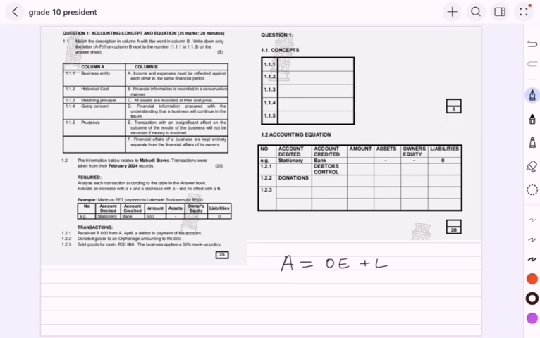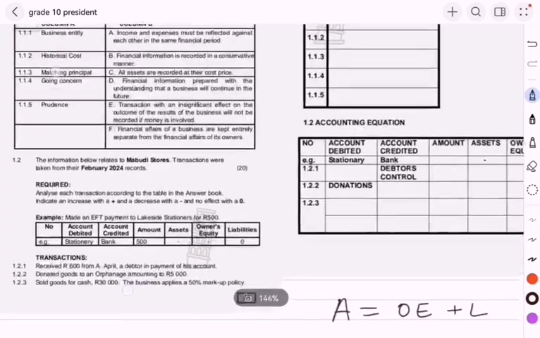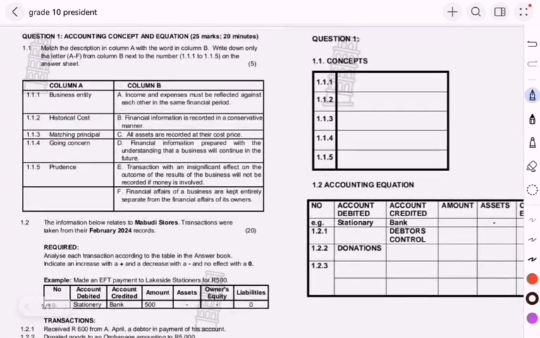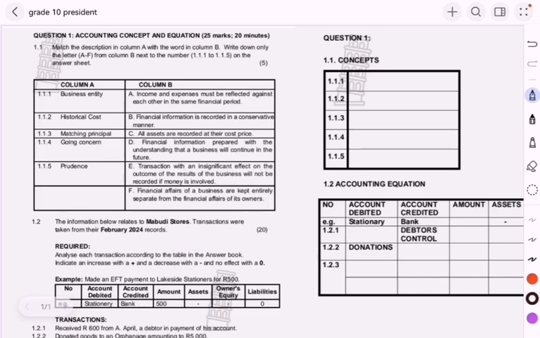Right, let us begin. So we're going to first begin with our column A and column B. You can skip this part if it's not that important to you, but I feel it is important to complete. This one can be quite easy. So 1.1 is speaking about business entity, and by the look of things, I can already spot that F is my answer there because they said financial affairs of the business are kept entirely separate from the financial affairs of the owners. So F is the one that is going to affect your 1.1.1.